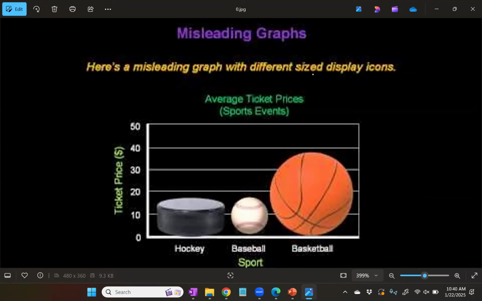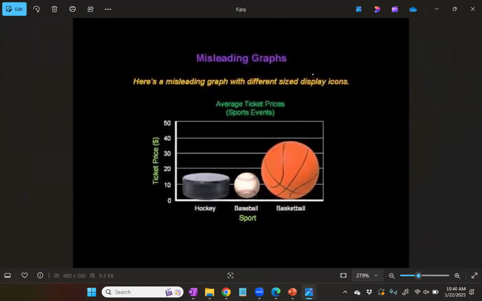At a glance, does it look like baseball's price is double based on our picture if we're not looking at the numbers? How much bigger is basketball than baseball? Well, it looks like I can fit 3 or 4 baseballs inside that one basketball. So this makes it look like the difference is a lot bigger than it actually is. So those are the sorts of things we're looking at. And hockey is just a mess. We're going to leave that.